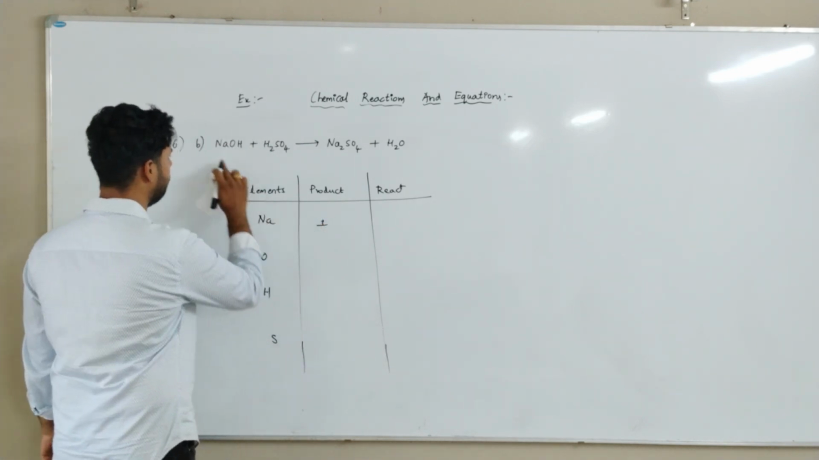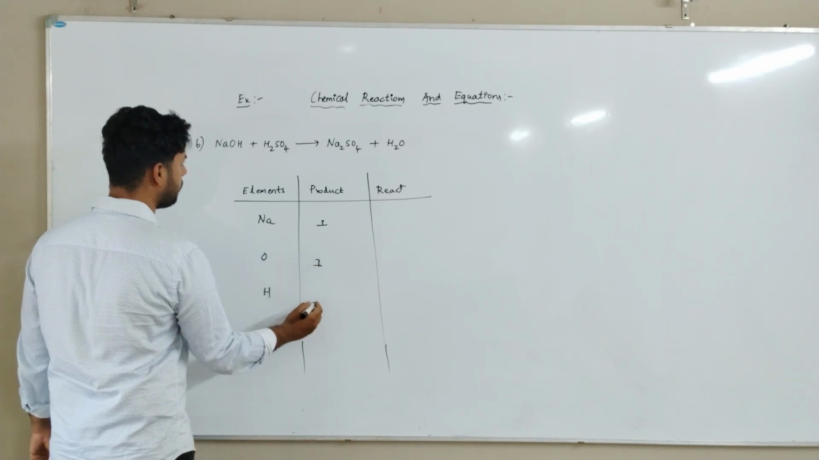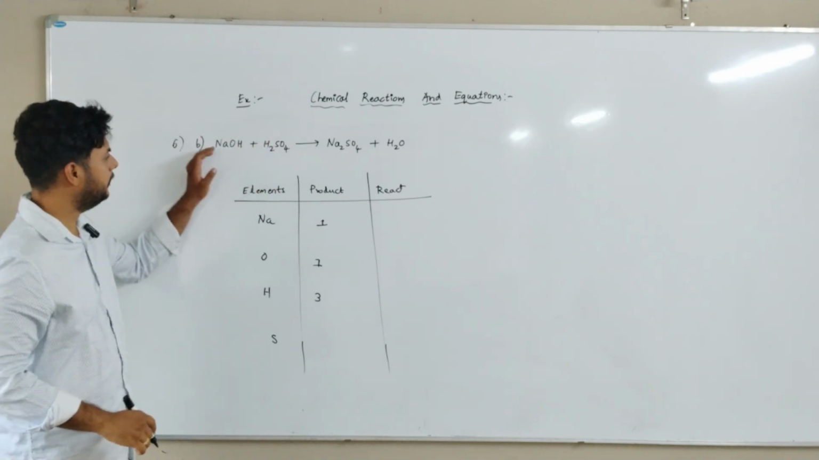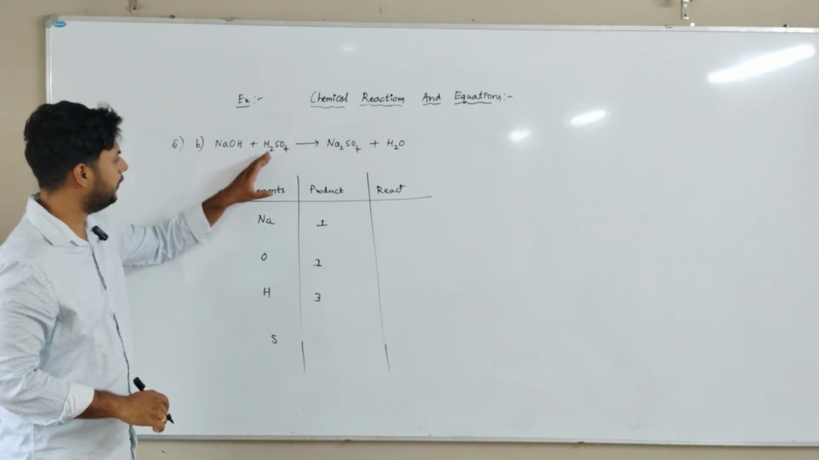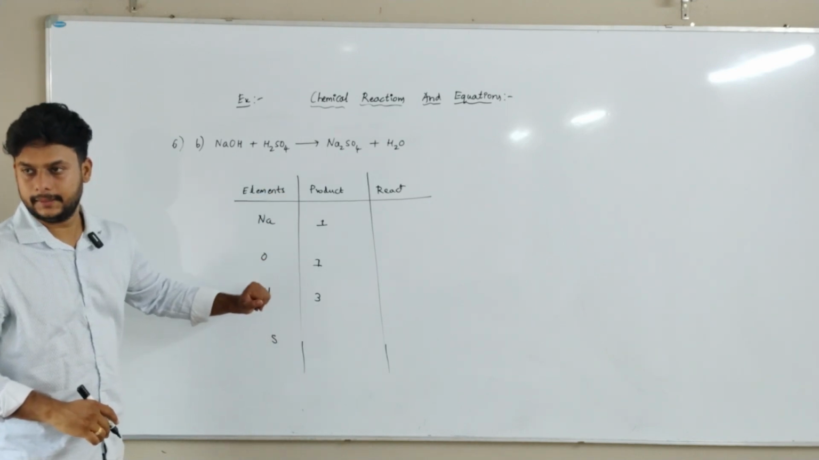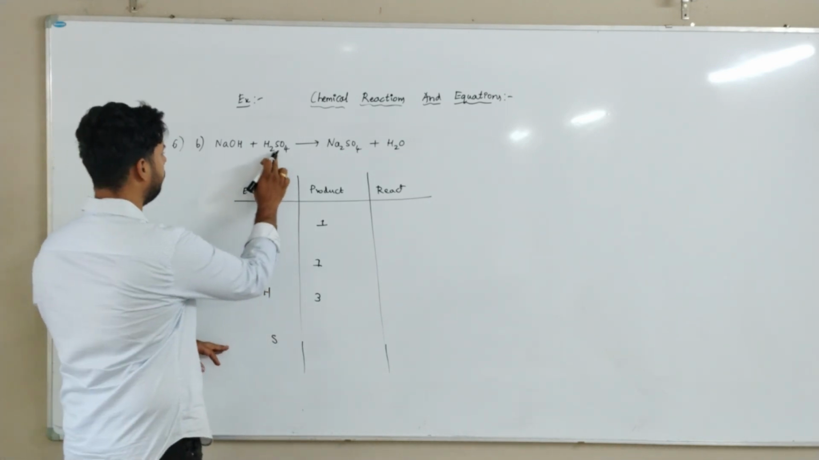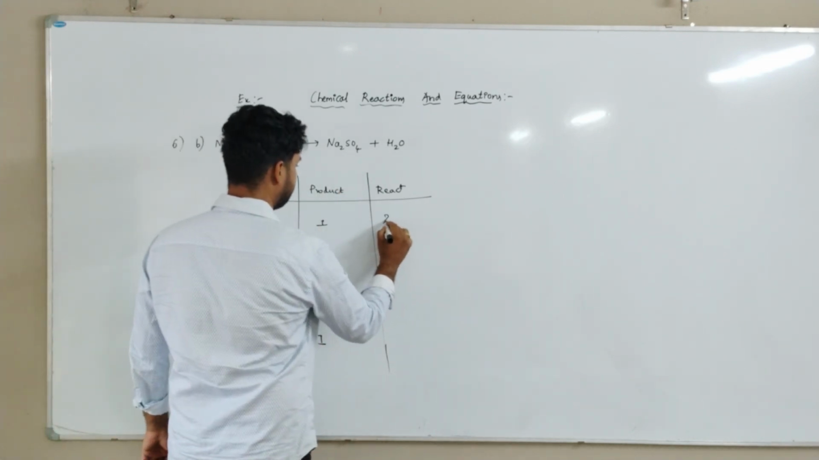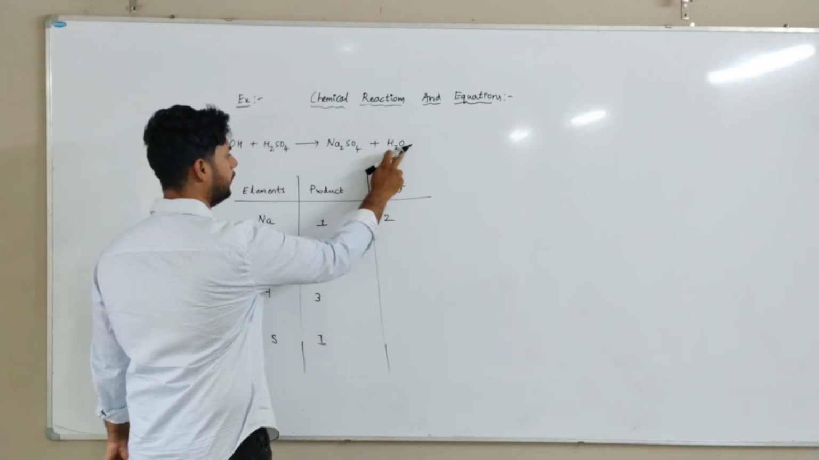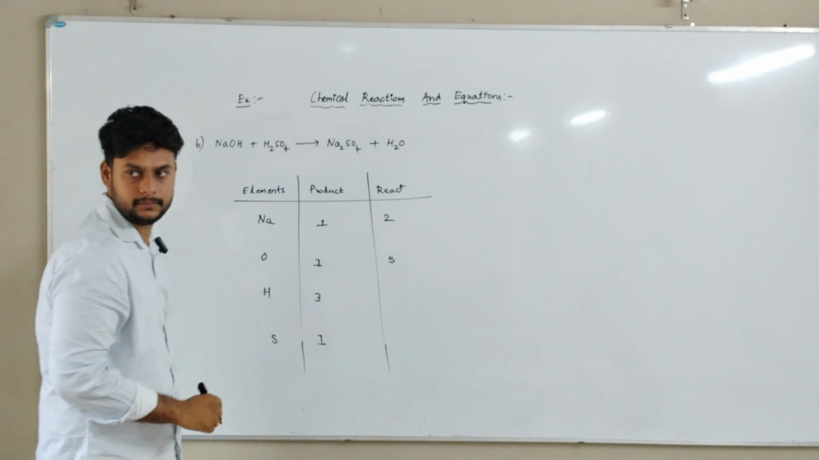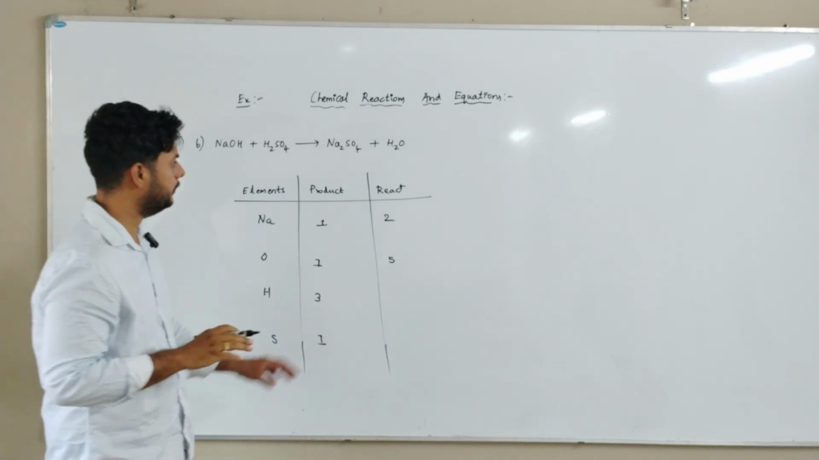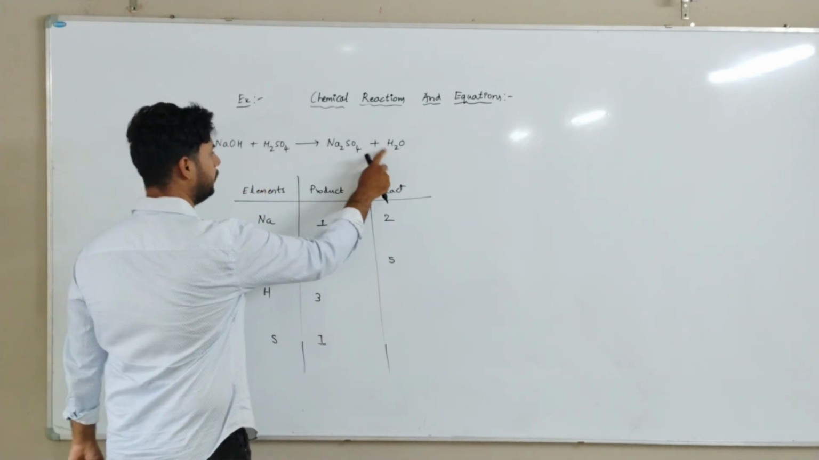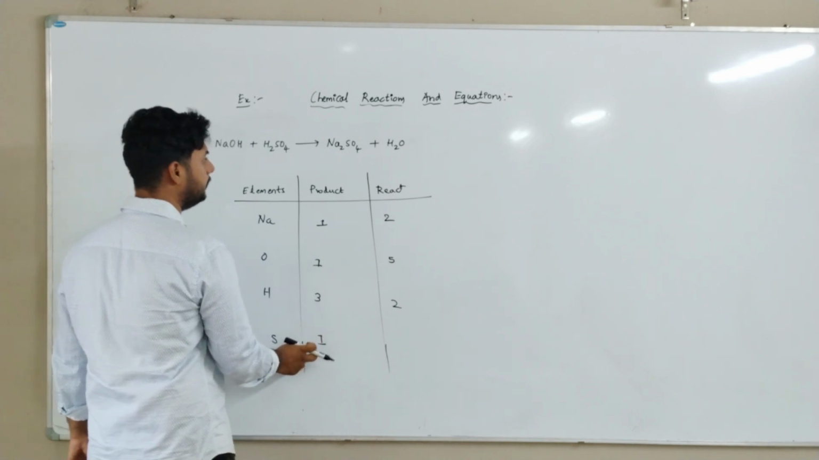Na1, O1, H1 plus 2, 3. You should see on the right hand side how much in total I have. Here I have 1, here I have 2. So total I have 3. Okay, and sulfur I have only 1 here. Here I have Na2. Oxygen here 4 I have, here 1 I have. Oxygen total I have 5. Oxygen 4 plus 1, 5. Hydrogen 2 are there. And last sulfur 1 is there.